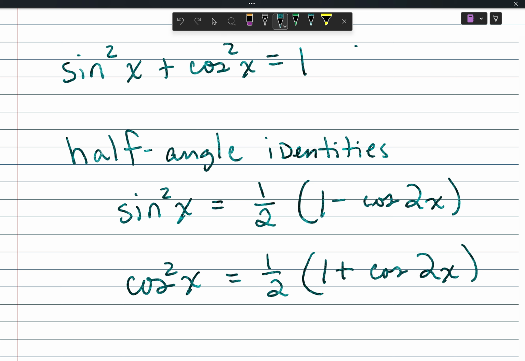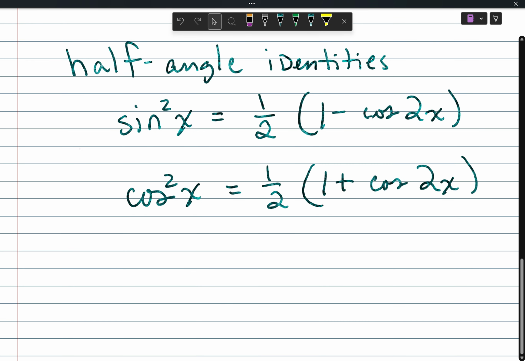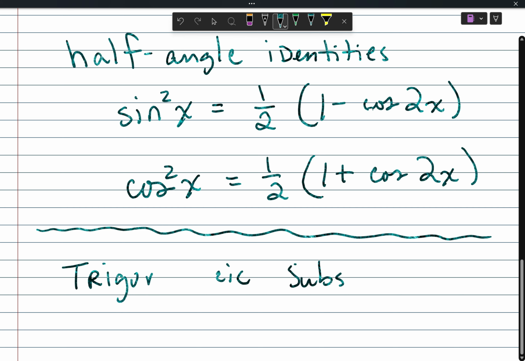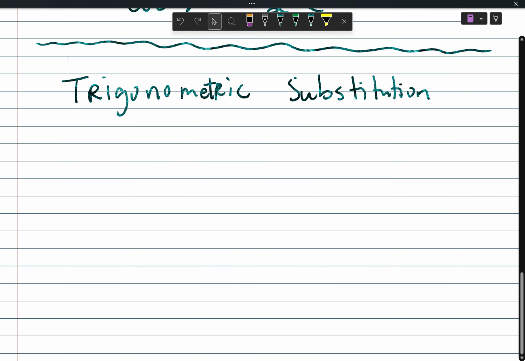All right, so next, what I want to look at is trigonometric substitution. So let's take a look.